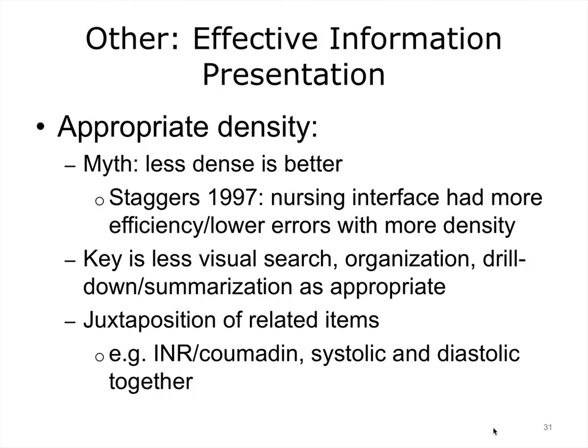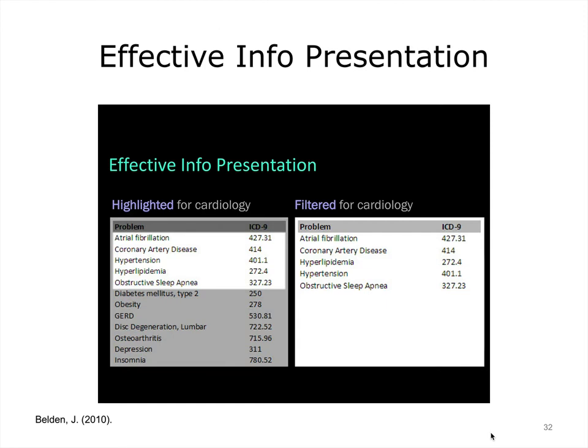We've gone through most of the guidelines from the National Center for Cognitive Informatics and Decision-Making in Healthcare. So let's look at a few other general guidelines and how they relate to healthcare examples. Effective information presentation involves appropriate density, visual search, organization, and summarization. An example of information presentation: lists are highlighted according to specialty or filtered.